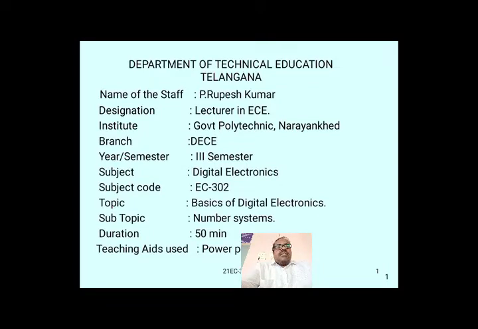But nowadays we are going for digital fashion. For obtaining the digital fashion, knowing about the digital electronics is a must. Okay.